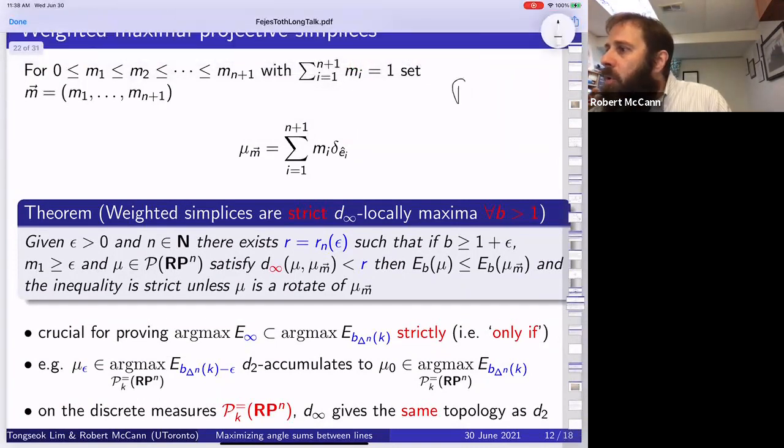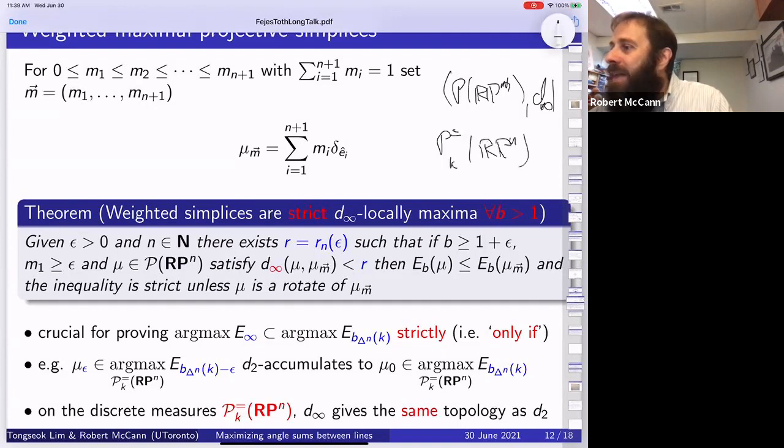If we're dealing with the whole space, R^n, then as I said, d infinity gives you a different topology than d_p. But if we're dealing with P_k, it turns out that I've taken this continuous problem and made it discrete. Then the topology of d infinity is the same as the topology of d_p.